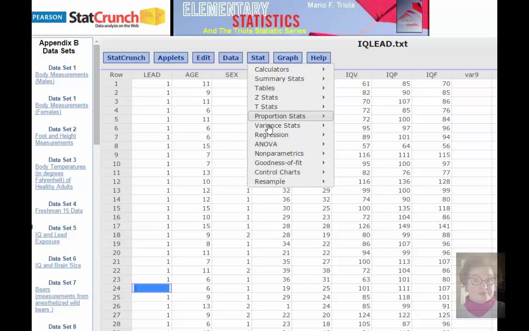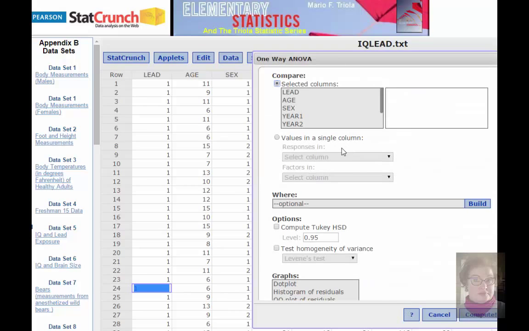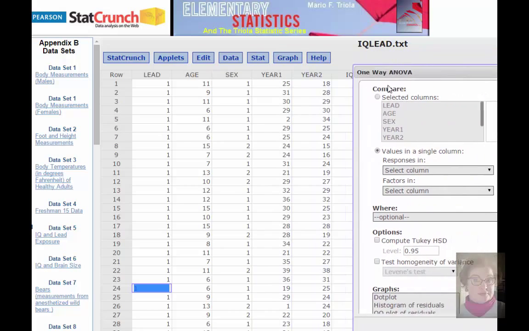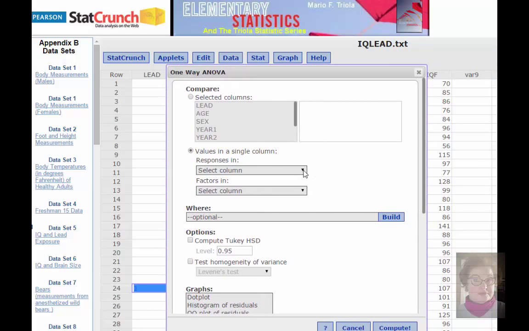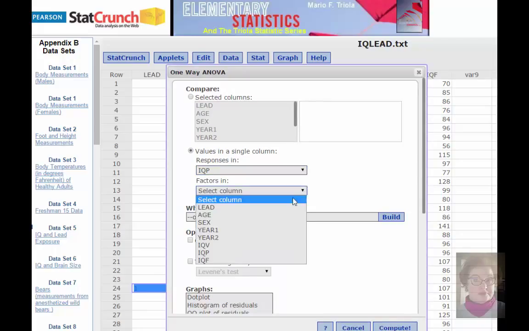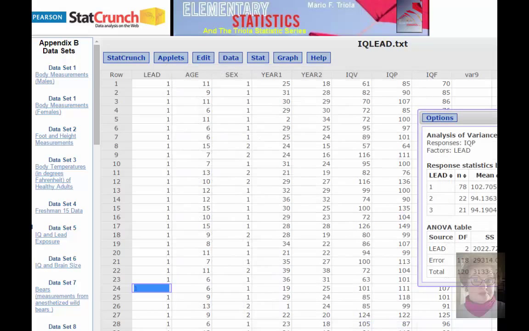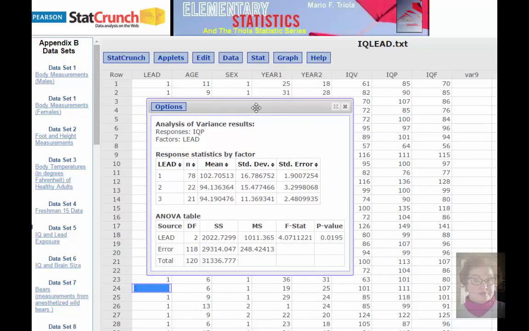I'm going to do Stat, ANOVA, one way, and my values are in a single column. So my responses were in that IQP column. And then my factors, my lead levels, are in the lead column. And this is where I would do Compute. And that's how I got my results table that I talked about in the slides.